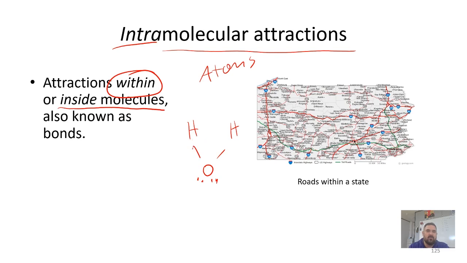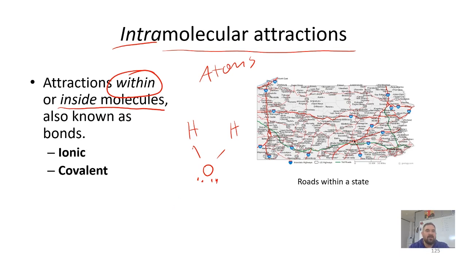So there are two types that we've already discussed of intramolecular attractions. First one is ionic. The second one is covalent. So if I were to ask you what kind of bond is this, what would you say? That's a covalent bond. Good. If we were looking at something like lithium and chlorine, what kind of bond would this be? That would be an ionic bond.